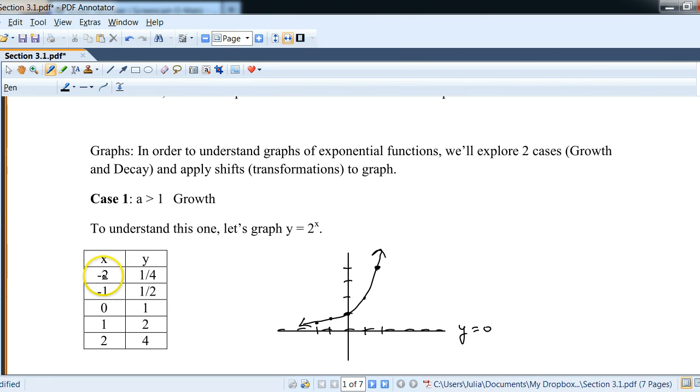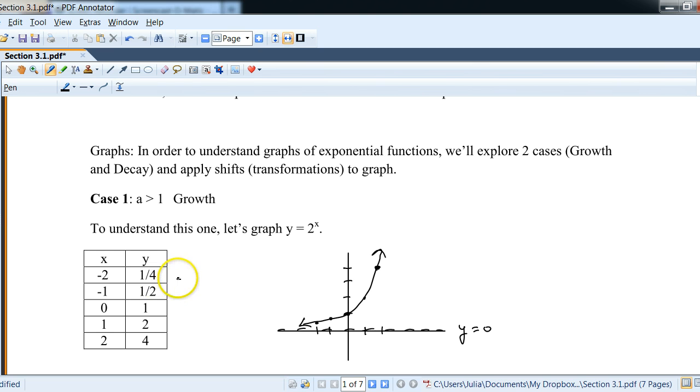So notice how I plotted some points. The first time we do this, it's okay to make a table, and a little bit later we'll use transformations like we did with quadratic functions. They're quite a bit easier to do it that way. At -2, you have to remember the negative exponents. It's 2 to the -2 power. We can put it in the denominator, and it becomes 1 over 2 squared, and so it's 1/4.